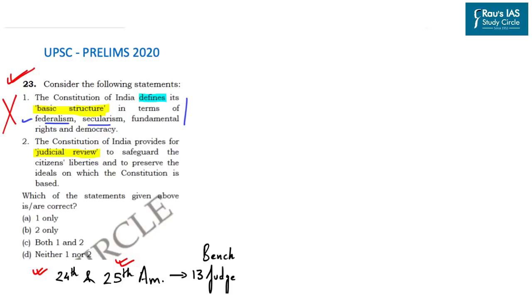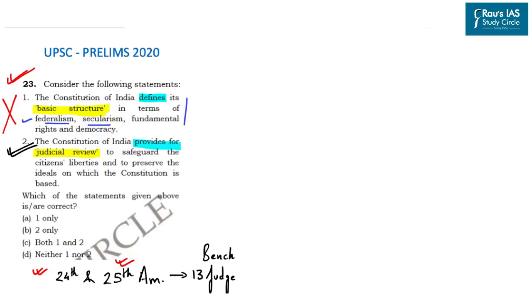Now second, the Constitution of India provides for judicial review to safeguard the citizens' liberties and to preserve the ideals on which the constitution is based. Now here there is a difference between the terms defines and provides for. Yes, the Constitution of India provides for various provisions regarding judicial review. So yes, this statement becomes correct. So here we need not worry about the concept of judicial review or basic structure, but rather we should only know whether these concepts have been defined or provided for in the Constitution of India.